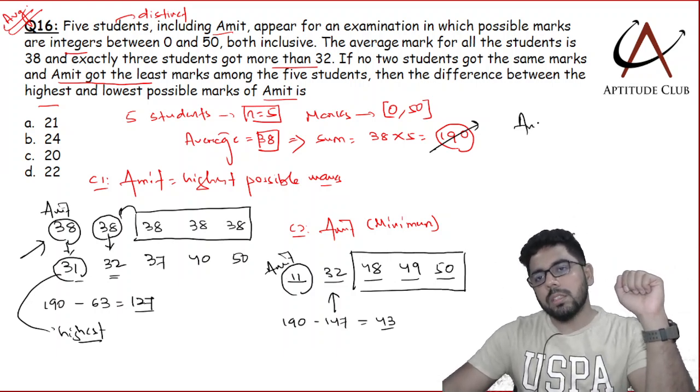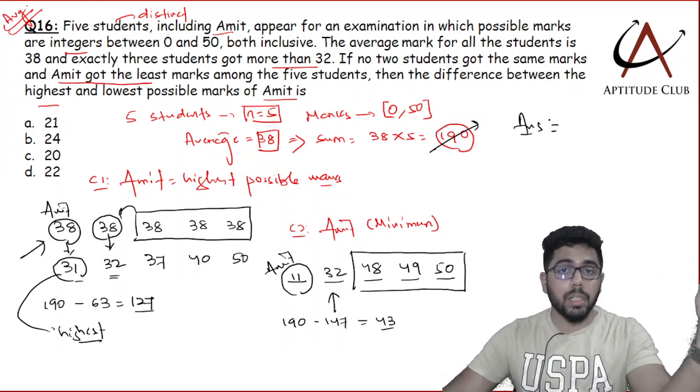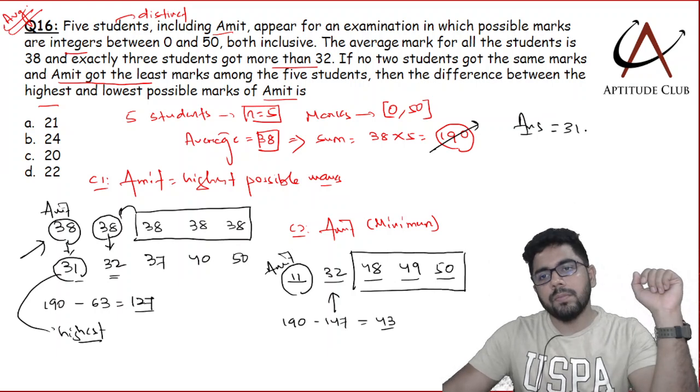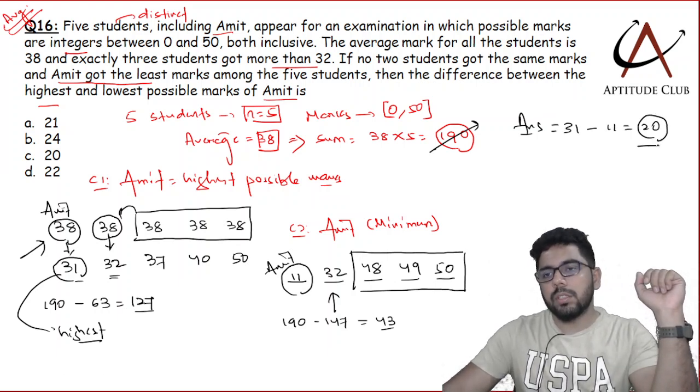That means my required answer is the difference between the highest possible mark and the lowest possible mark of Amit. Amit's highest possible is 31 and lowest possible is 11. So 31 minus 11 is 20.